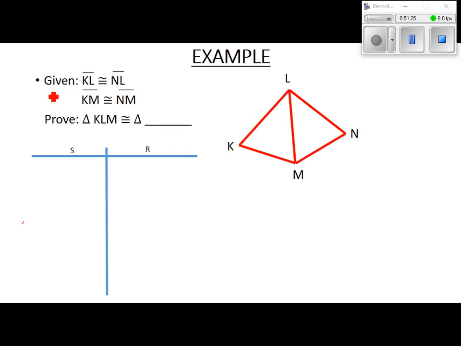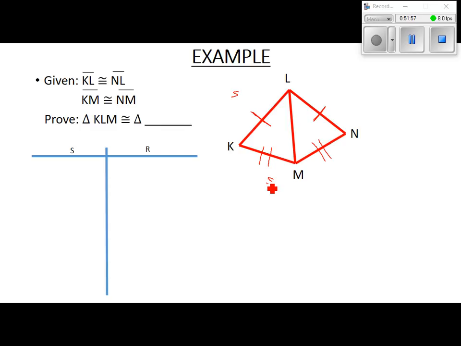First thing they tell us, do I need to split these two triangles up? No, you can see the two separate ones, right? Segment KL is congruent to segment NL. Yeah, that's true. That's a pair of sides in our two triangles, right? So that's one part. We're a third of the way there. Segment KM is congruent to segment NM. That's another pair of sides.